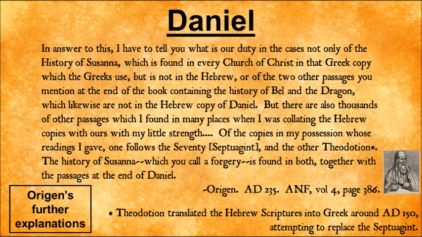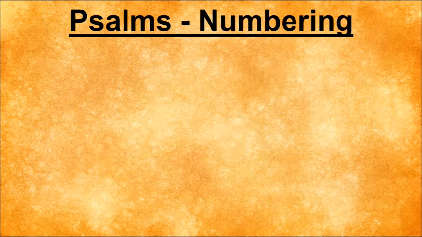Origen went into further detail on why he believed the Jewish scriptures do not have these additions while the Septuagint does. Click here to jump to that quote in the next video in the series on the Septuagint. Now that we have looked at the major additions, let's look at a few other major differences.